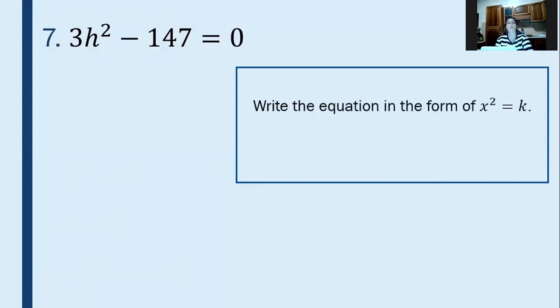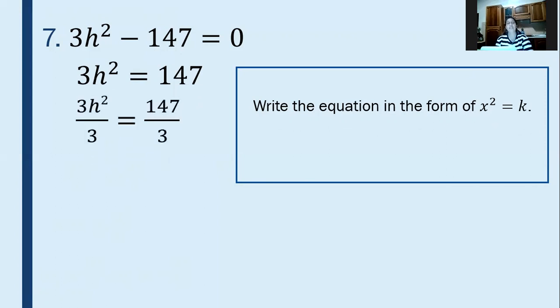Now, for the last example, we have number 7. As I said, I give you another example. I consider number 7 as your example. We have 3h squared minus 147 is equal to 0. Write the equation in the form x squared is equal to k. Now, we have 3h squared is equal to 147.